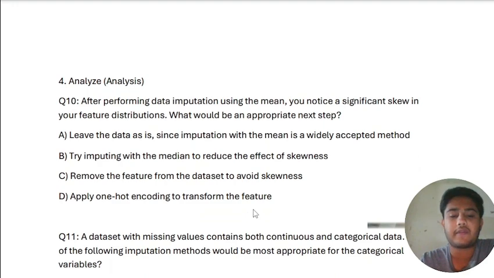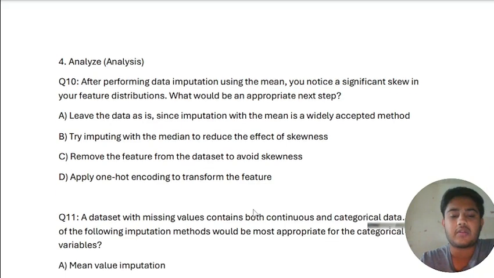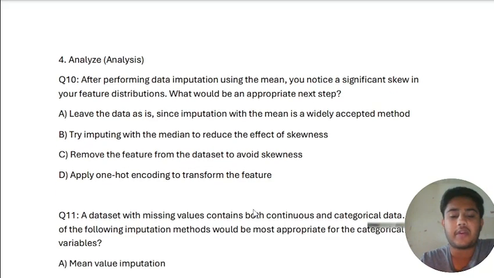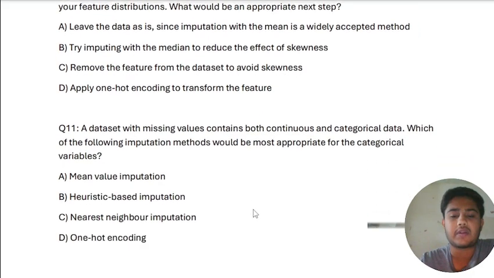Next question is, after performing data imputation using the mean, you notice a significant skew in your feature distributions. What would be an appropriate next step? So the answer to this question is, try imputing with the median to reduce the effect of skewness.